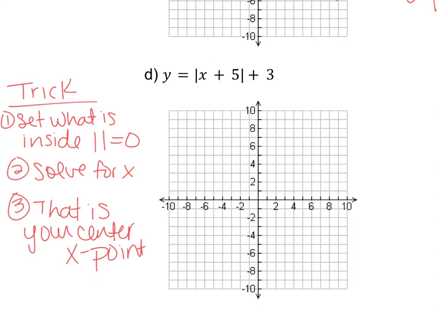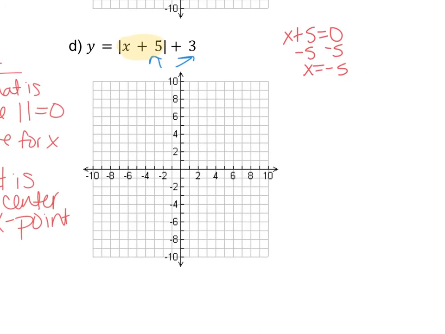So it looks like this is going to have 2 things happening, and I know that because there's something here and something there. But let's see what happens. So first, to figure out what our x coordinates that we need to pick are, we need to set the piece that's inside, don't worry about the plus 3 right now, equal to 0. So I would have x plus 5 equals 0. Let's solve it. So I would minus 5, minus 5. So x equals -5. So your center x coordinate, where the vertex will be, is at -5. So I'm going to put that right there.